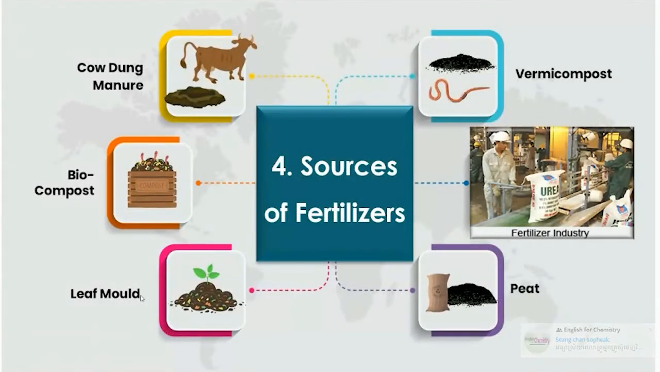Here are the sources of fertilizer. Like you said, you can look at the first picture on the left. It is a kind of natural fertilizer, one that you can get from animals like cows. Here it is called cow dung manure. Do you know cow dung manure? What does it mean in Khmer?